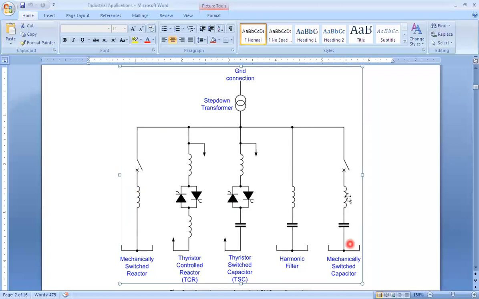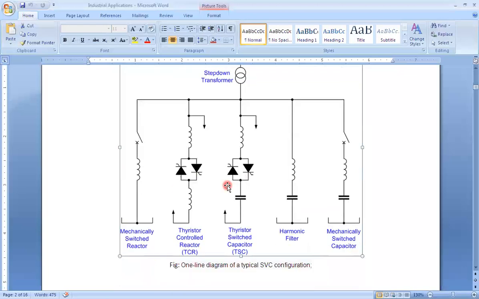Similarly, here there is also one mechanical switch, capacitive. This is a capacitive type, major capacitive element, low inductive element, but it is a mechanically switched capacitor. Here there are two devices, that is an inductor and a capacitor. This is for filtering the harmonics, and this is our SVC configuration, static VAR compensator.